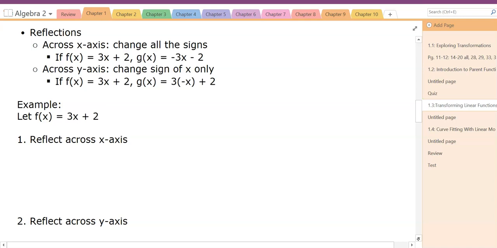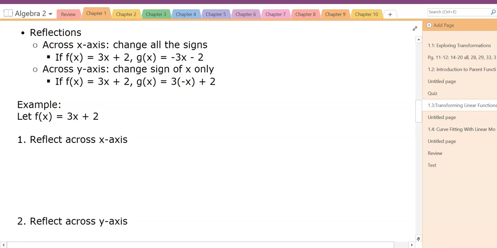When you're looking at a function and you want to reflect across the x-axis, you have to change all the signs. So that means that you change the sign of every single item that's in your equation. So most of these equations are going to be written in that slope-intercept form, mx plus b. So you're going to change the sign of the slope with the x, and you're going to change the sign of the y-intercept. Now, if you're reflecting across the y-axis, you only change the sign of the x. So I'll show you how they look a little bit different here.